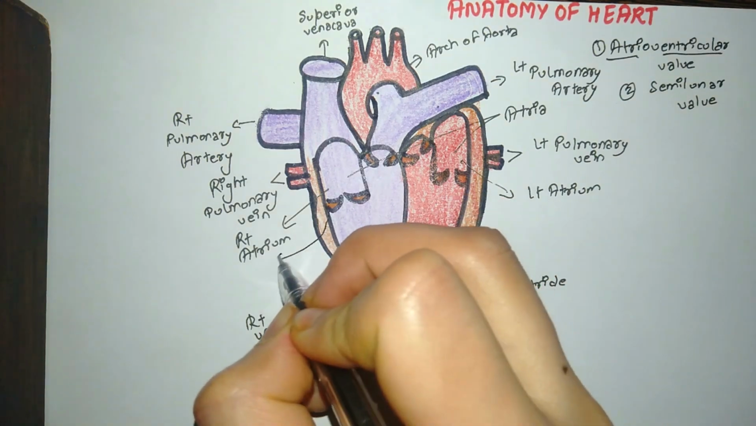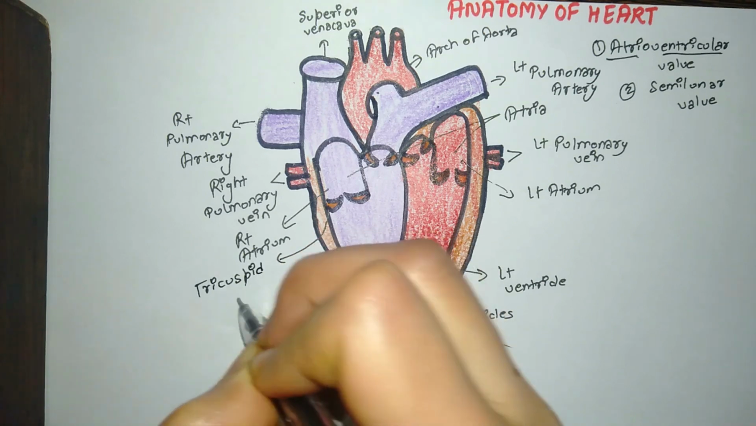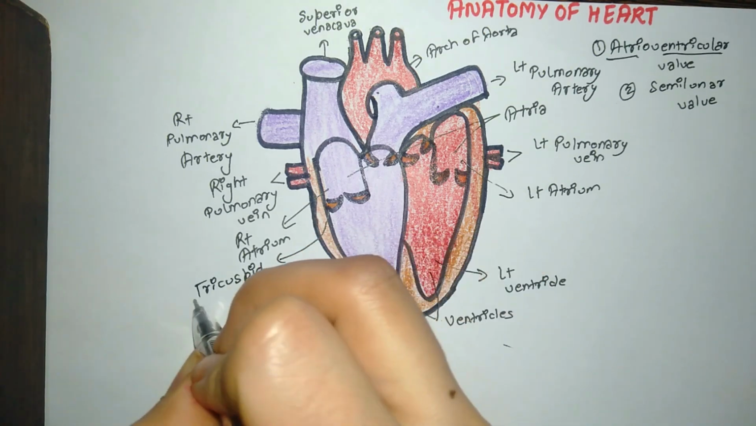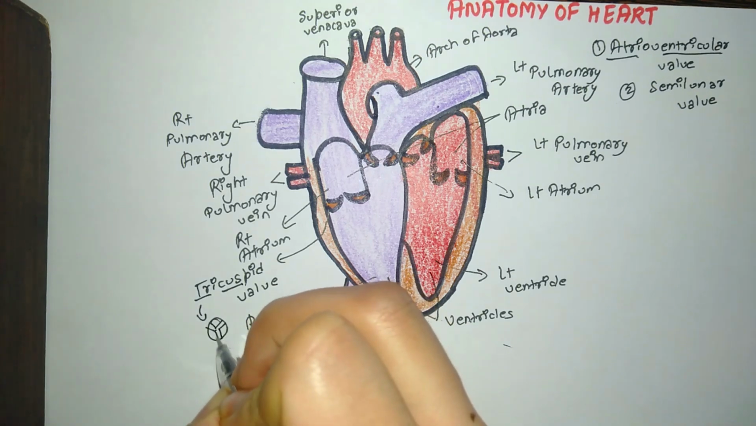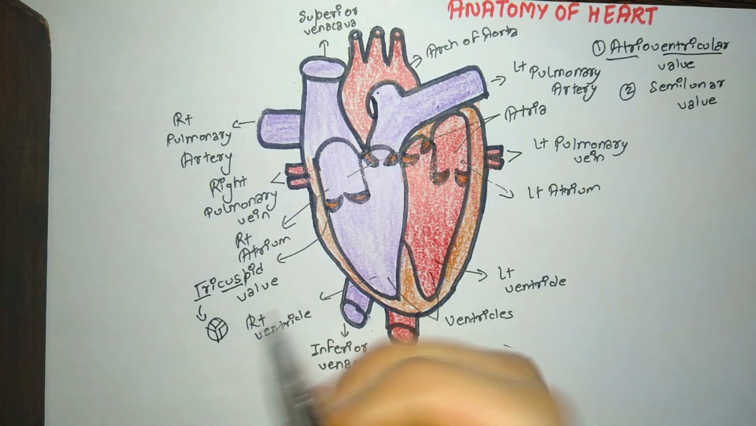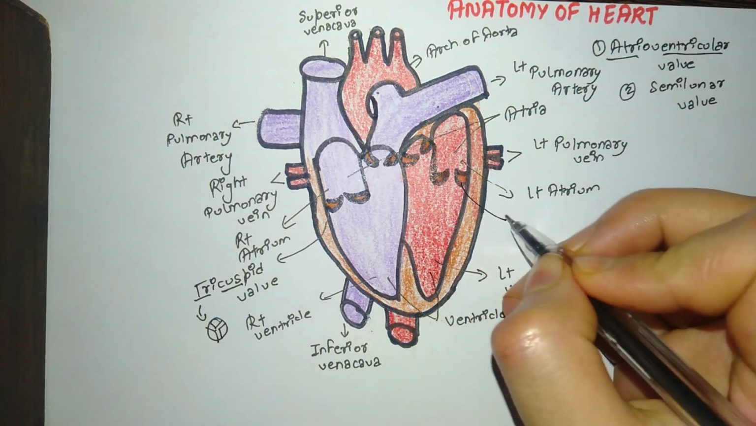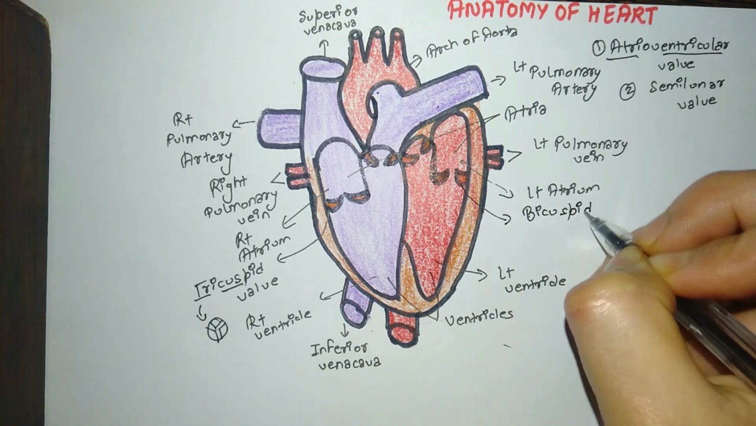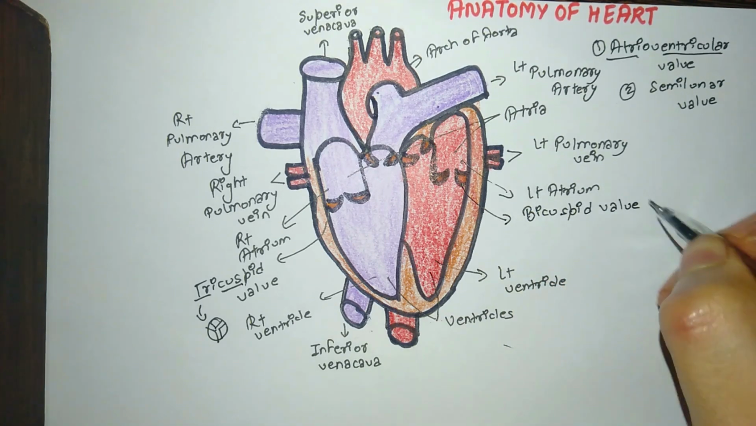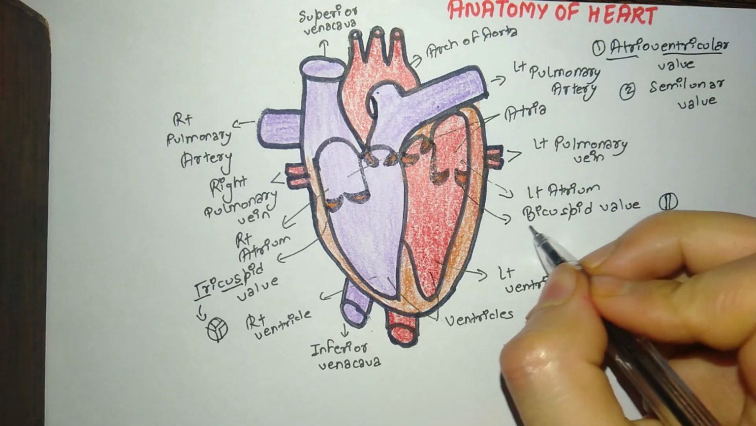So these valves are known as atrioventricular valves. The name of this atrioventricular valve is the tricuspid valve. Because of having three cusps or leaflets, this valve is known as the tricuspid valve. As you can see here, 1, 2 and 3. And this valve is known as the bicuspid valve, because of having two cusps or leaflets.